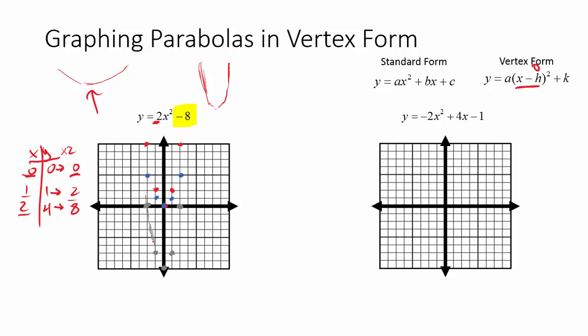But when I connect the dots, that should be the U-shaped parabola right there. Notice that it got skinnier than the parent function because of that 2 out front. All right. So one more graph here.